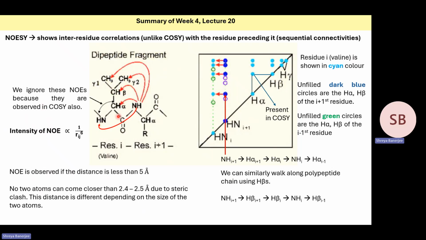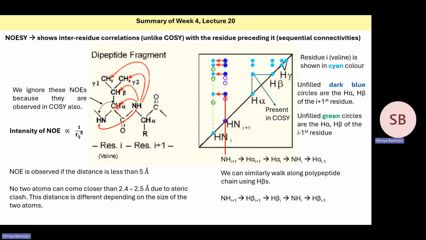So here again you have a peptide, and NOESY basically shows whichever protons are close in space. If the protons are close in space, they are close enough for transfer of magnetization, that is dipolar coupling, and so they will show NOE cross peaks. The intensity of NOE, we have already seen, is proportional to 1 by R to the power 6, where R is the distance between the two protons. So here some NOEs are shown.